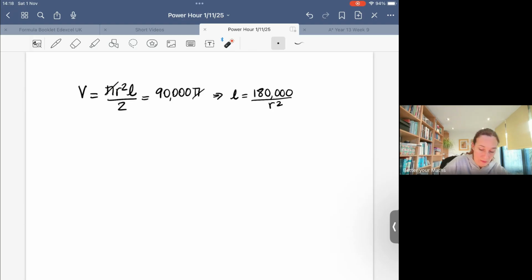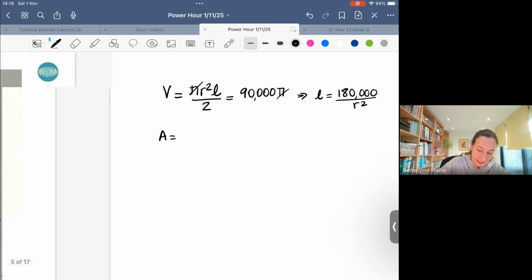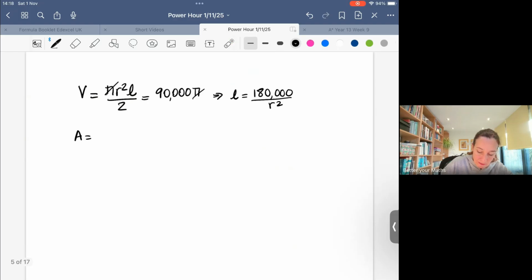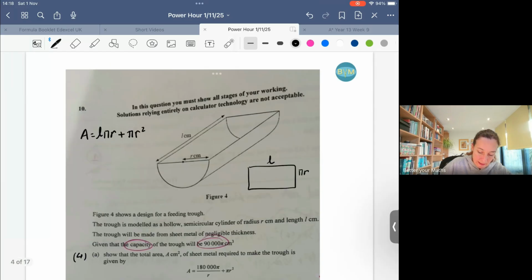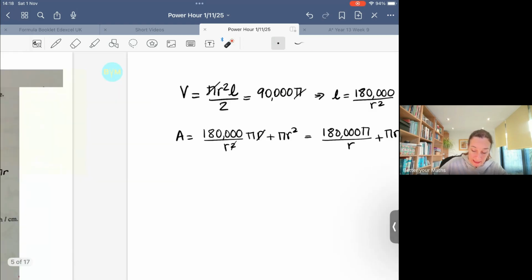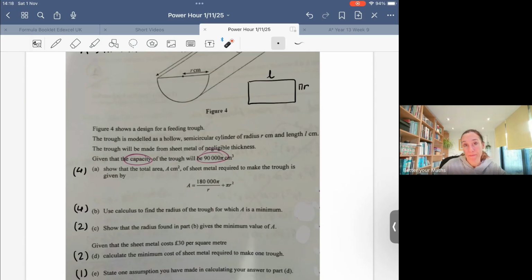And now I'm going to go to the formula of the area that I wrote here. This one. So L pi r, but instead of L, I'm going to write this. L pi r, and then plus pi r squared. And now you're going to see that this is precisely the equation that we have to find, the expression for the area. 180,000 pi divided by r plus pi r squared. Does it make sense?